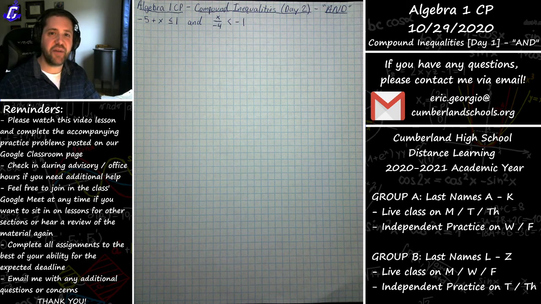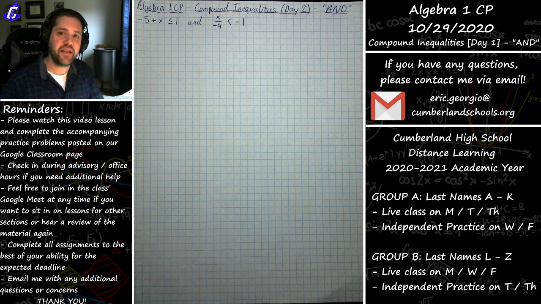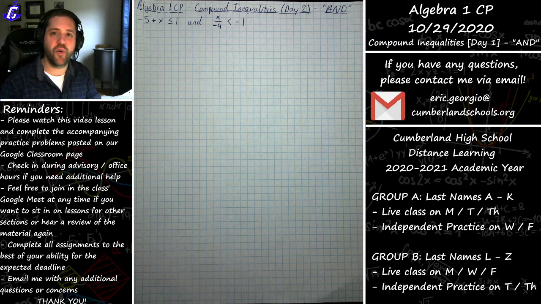Today, I'd like to talk about our second category of compound inequalities, that being problems involving the word "and" as opposed to problems involving the word "or." These problems are commonly called conjunctions as opposed to disjunctions from the other day.